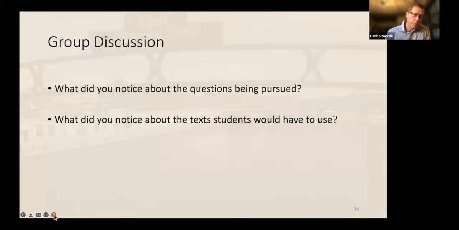So I'm going to pop us. So just take a moment. What are you thinking? What did you notice about the questions being pursued? And what did you notice about the text or other ideas about the types of text that students might have to use in this kind of learning?